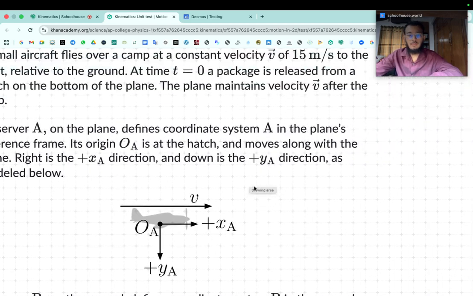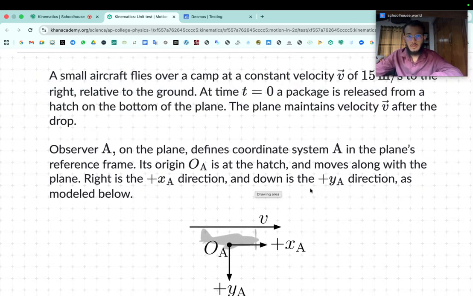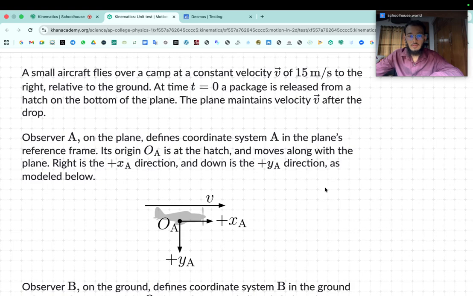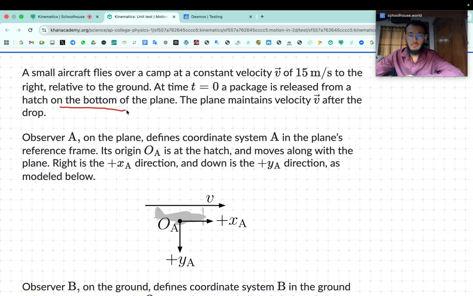A small aircraft flies over a ramp at a constant velocity v of 50 meters per second to the right relative to the ground. At time t equals 0, a package is released from a hatch on the bottom of the plane. The plane maintains velocity v after the drop.